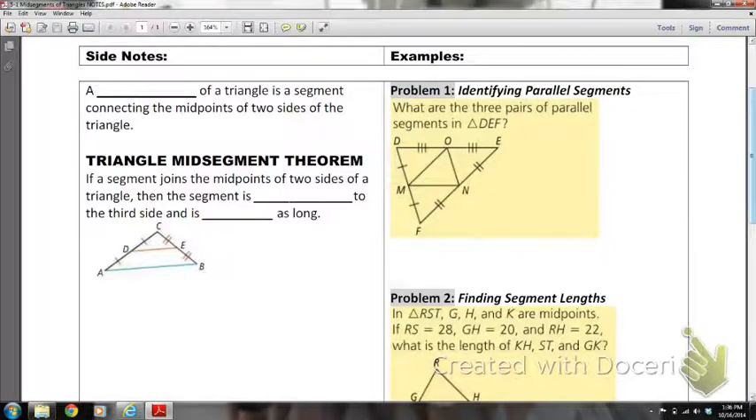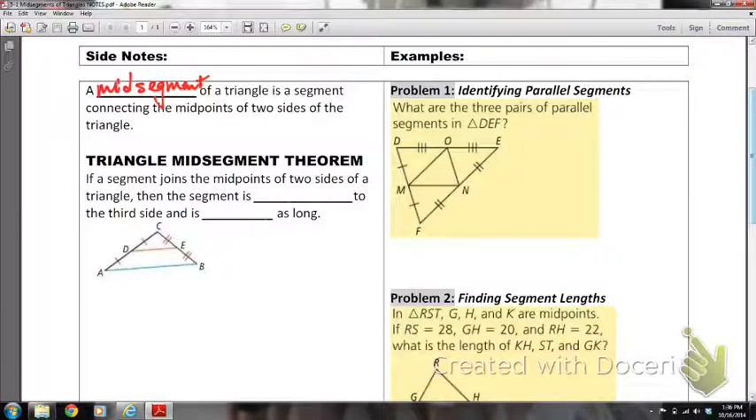In this lesson, we're going to learn about mid-segments of triangles. The objective is to use properties of mid-segments to solve problems. So let's look at the definition of a mid-segment. A mid-segment of a triangle is a segment connecting the midpoints of two sides of a triangle.